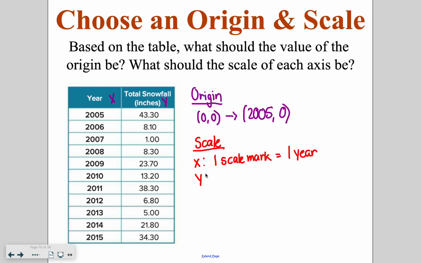For the y's, I'm going to say that 1 scale mark again is 1 space on the graph. But now I need to be able to get from 1 all the way up to 43. And I want to be able to count by something that's going to make my graph a little bit more manageable. So I would say that it would be fair to say 1 scale mark here is going to equal 5 inches of snow, because we want to be able to fit everything, and counting by ones from 0 all the way up to 43 is going to take up a lot of space.